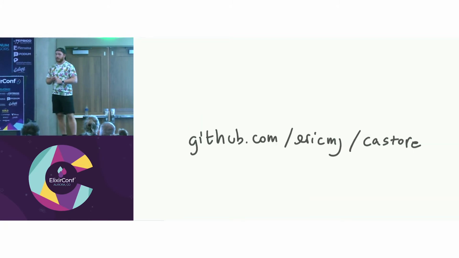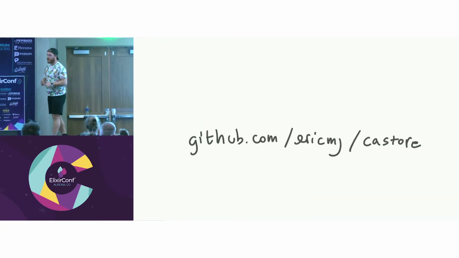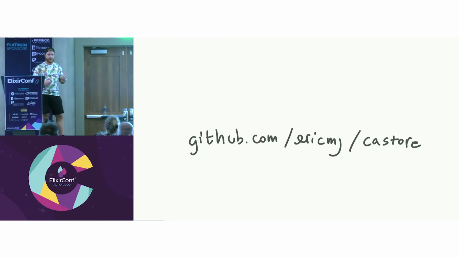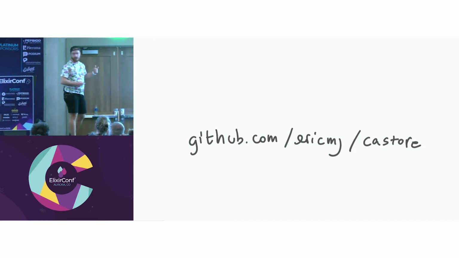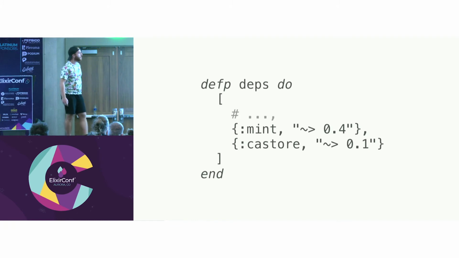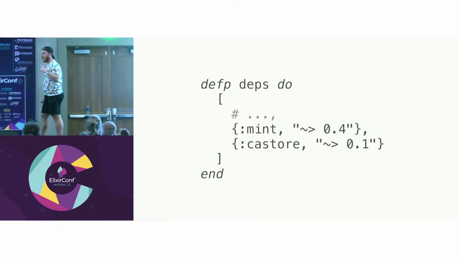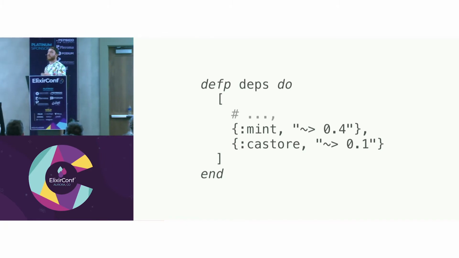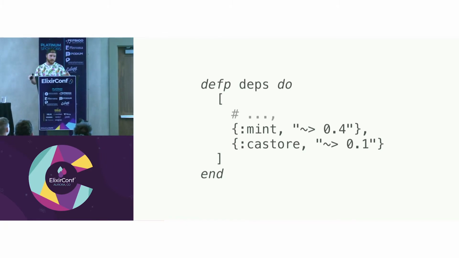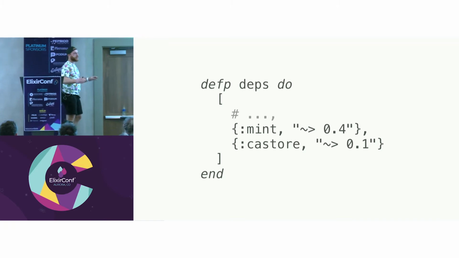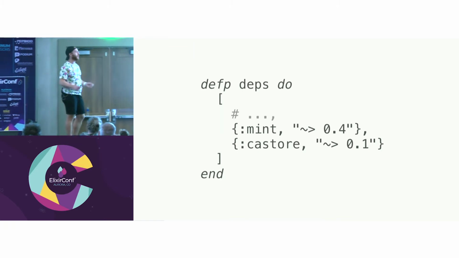Mint ships with its own certificate store as well. It's called CA Store, and we have a repo up for it. So when you're adding Mint as a dependency, you want to add CA Store as a dependency as well. If you don't add CA Store, and you don't pass a specific CA store, it's going to complain. So it's still kind of safe by default, because it's going to say either you pass in a certificate store or you add CA Store as a dependency.